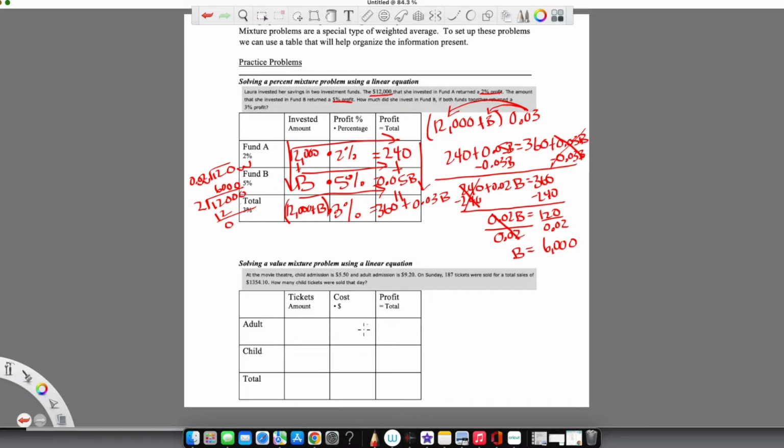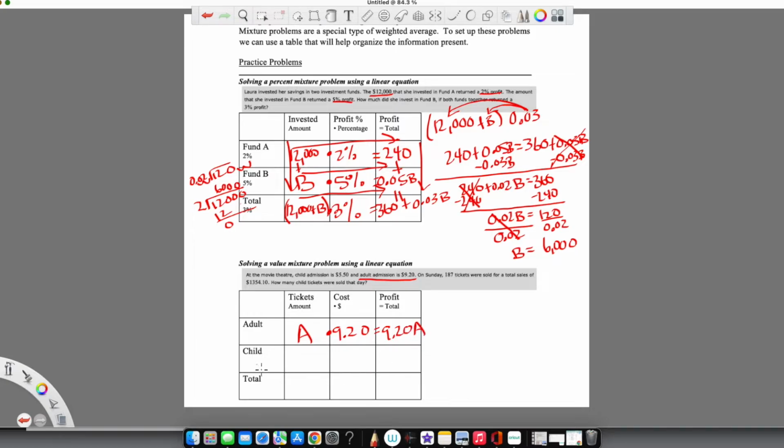So adult tickets, I know how much they cost. Adult admission is $9.20. I'm reading that right. Help if I put it in the right box. Cost is $9.20, and I want to multiply that by the number of adult tickets that they sold. I don't know how many adult tickets they sold, but they must have sold some. So that would equal 9.20 times A.